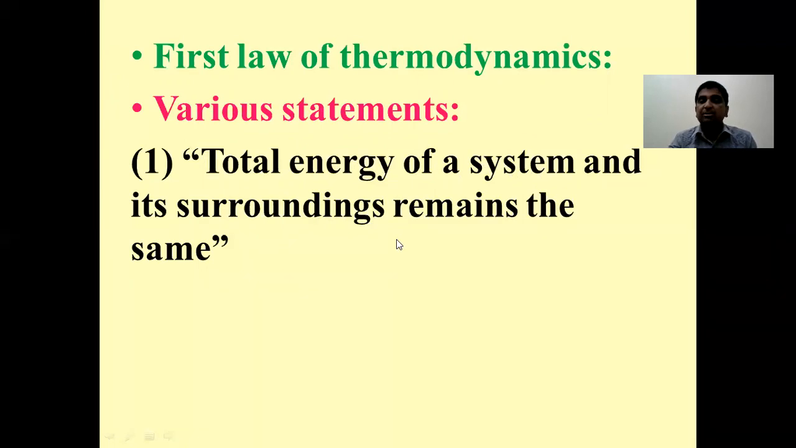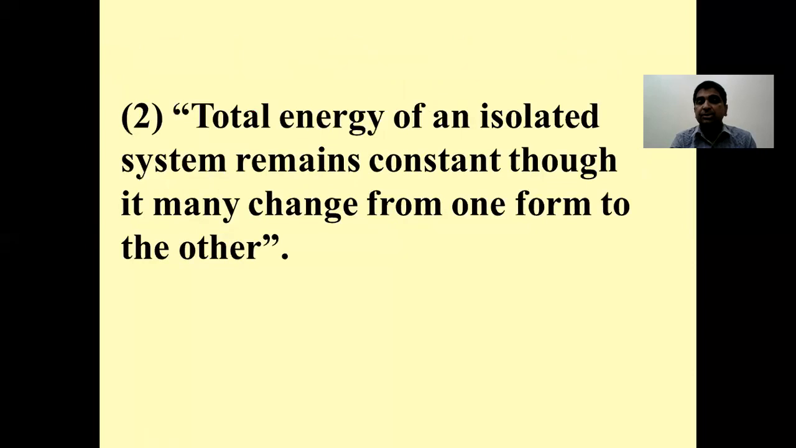Total energy of the universe remains constant. Now the second alternative statement for the first law of thermodynamics is: the total energy of an isolated system remains constant, though it may change from one form to another form.